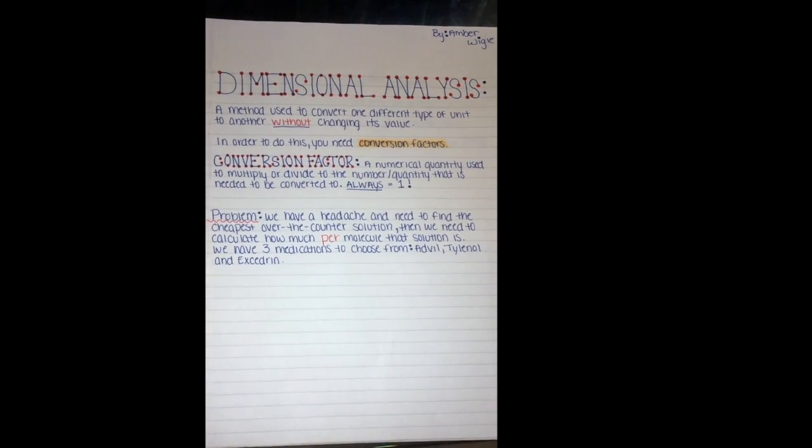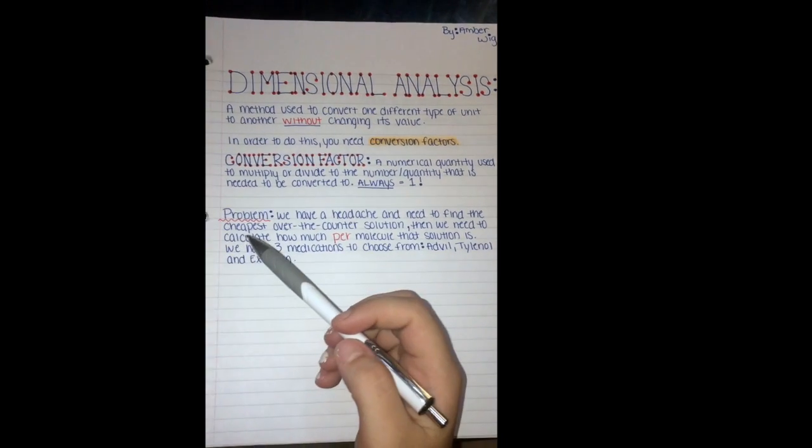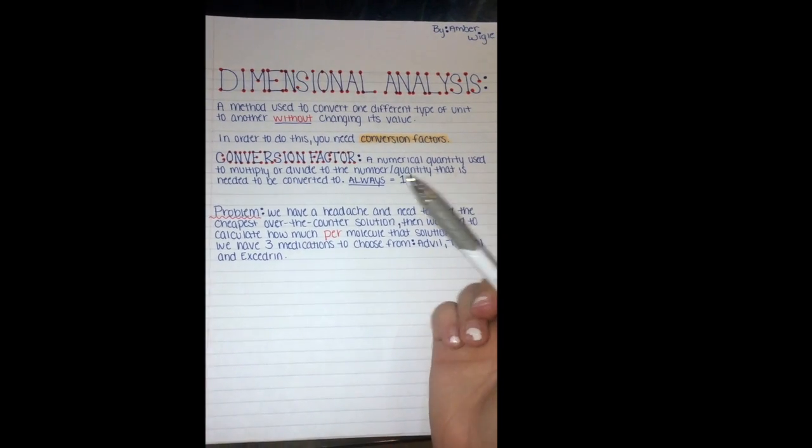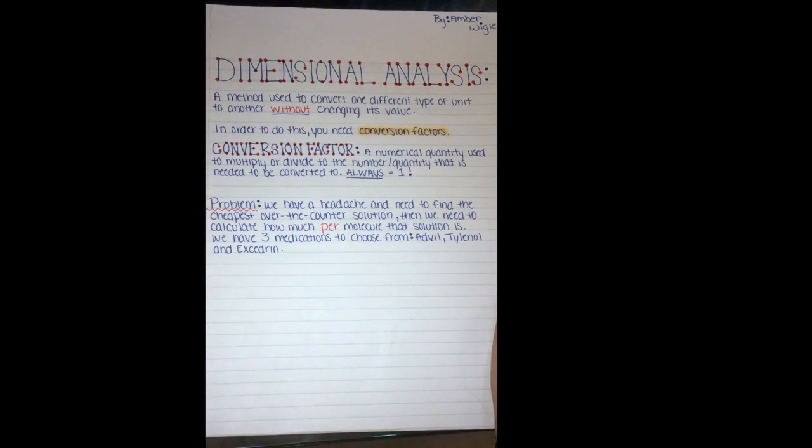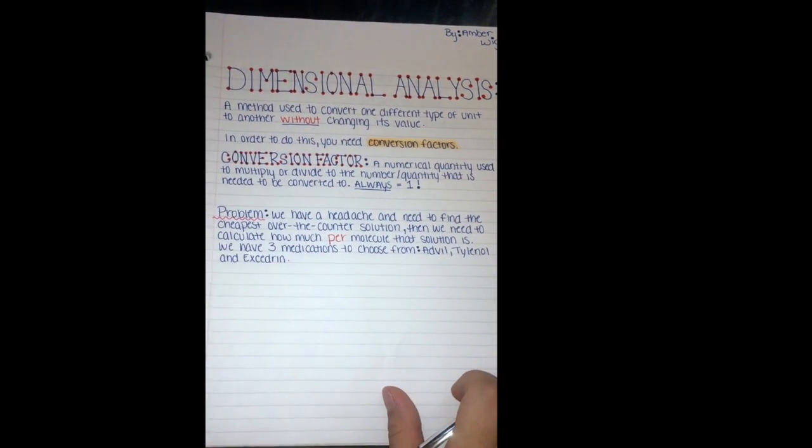An example is like 1 foot is equal to 12 inches, just as 60 minutes is equal to 1 hour. The problem that we're going to do today is that we have a headache and we need to find the cheapest over-the-counter solution. Then we need to calculate how much per molecule that solution is. We have 3 medications to choose from: Advil, Tylenol, and Excedrin.